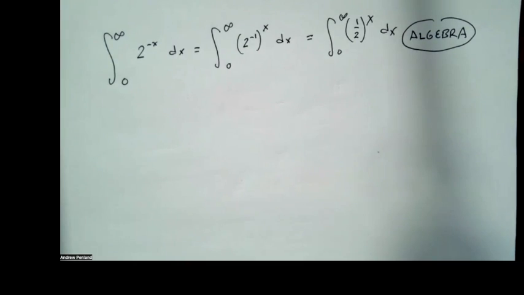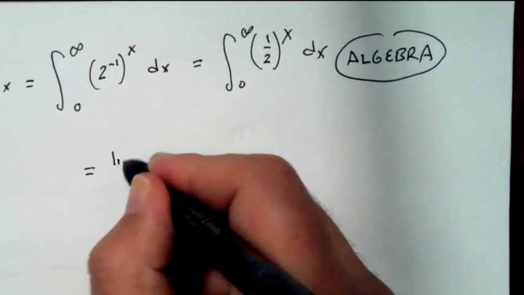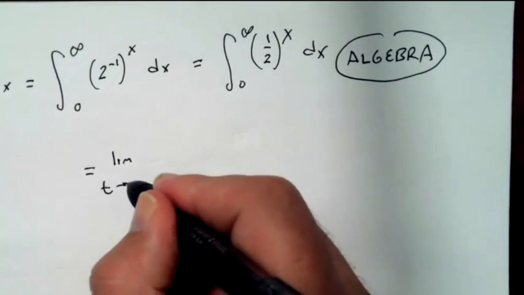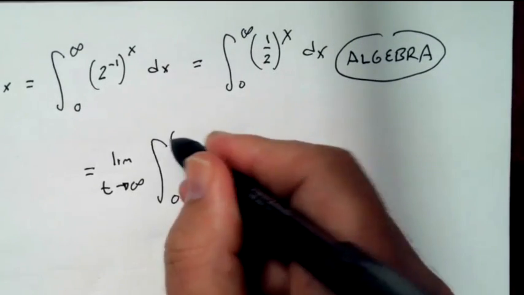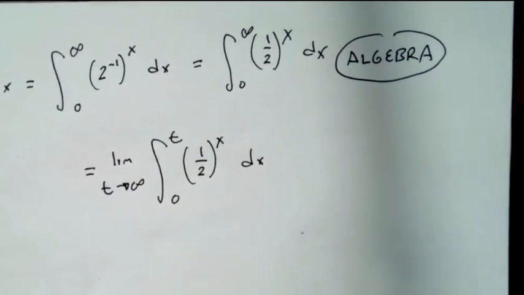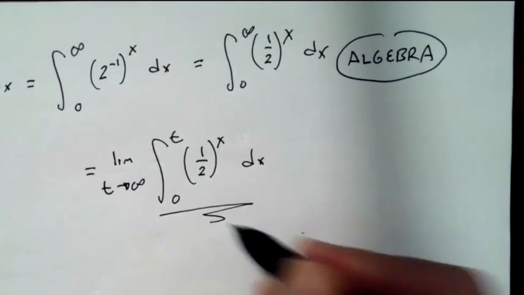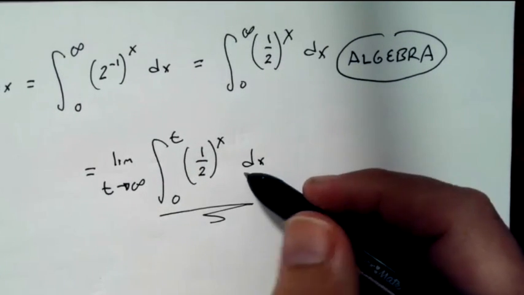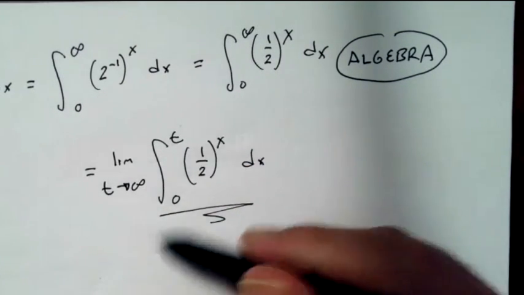So now the next thing you want to do is to look at this expression, which is equal to the limit as t approaches infinity of the definite integral from 0 to t of 1/2 raised to the x dx. I need to find this expression, and to do that I can use the fundamental theorem of calculus, because now t is a finite number.